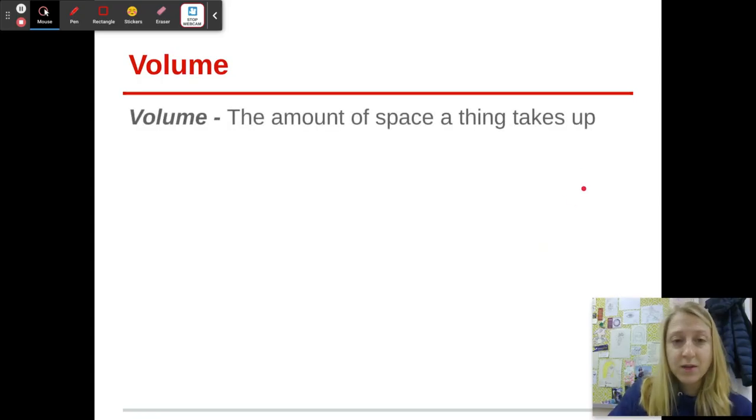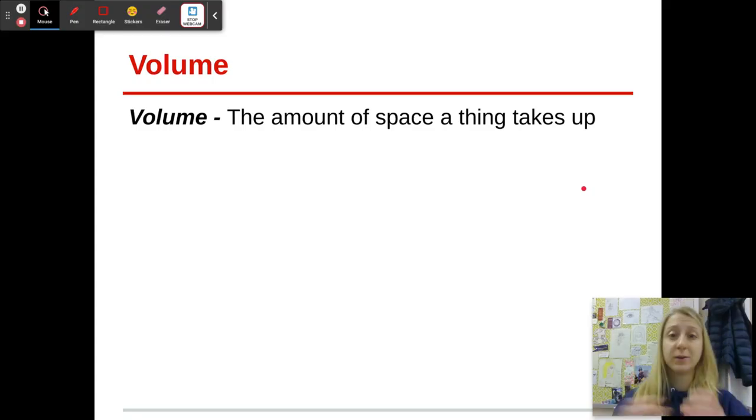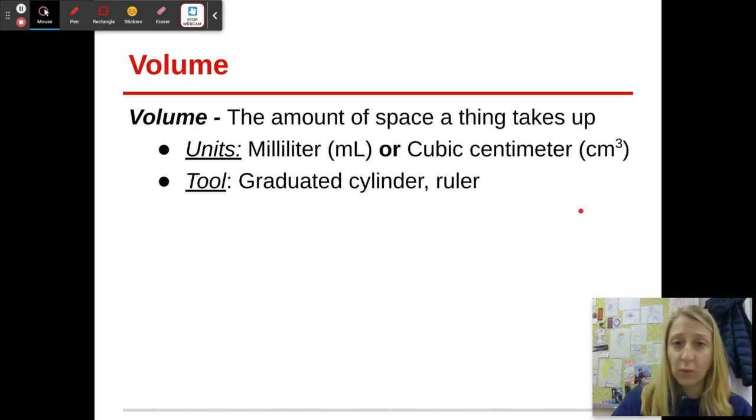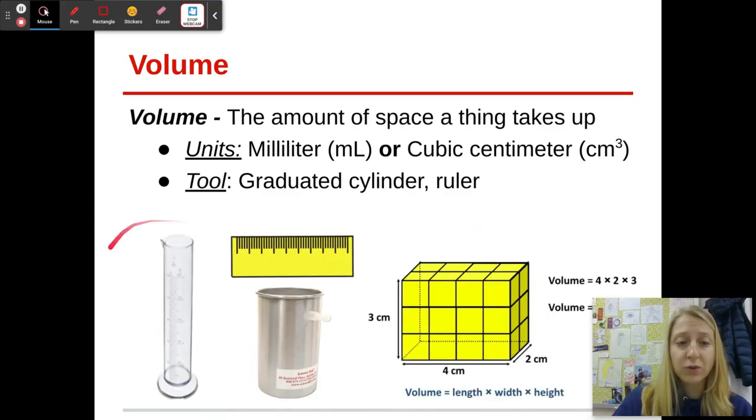Next up is volume. Volume is the amount of space a thing takes up, literally just how big or small it is. The units we'll use are generally milliliters or cubic centimeters, and the tool, depending on what we're measuring, is a graduated cylinder or a ruler. If we're doing liquid volume, we'll use a graduated cylinder, and that measures in milliliters. But if we're measuring something like a box or a cube, that's when we'll usually use cubic centimeters. To measure that, maybe you remember doing length times width times height. That's why we'll use the ruler to measure the length, the width, and the height. We'll multiply them together to find the volume.